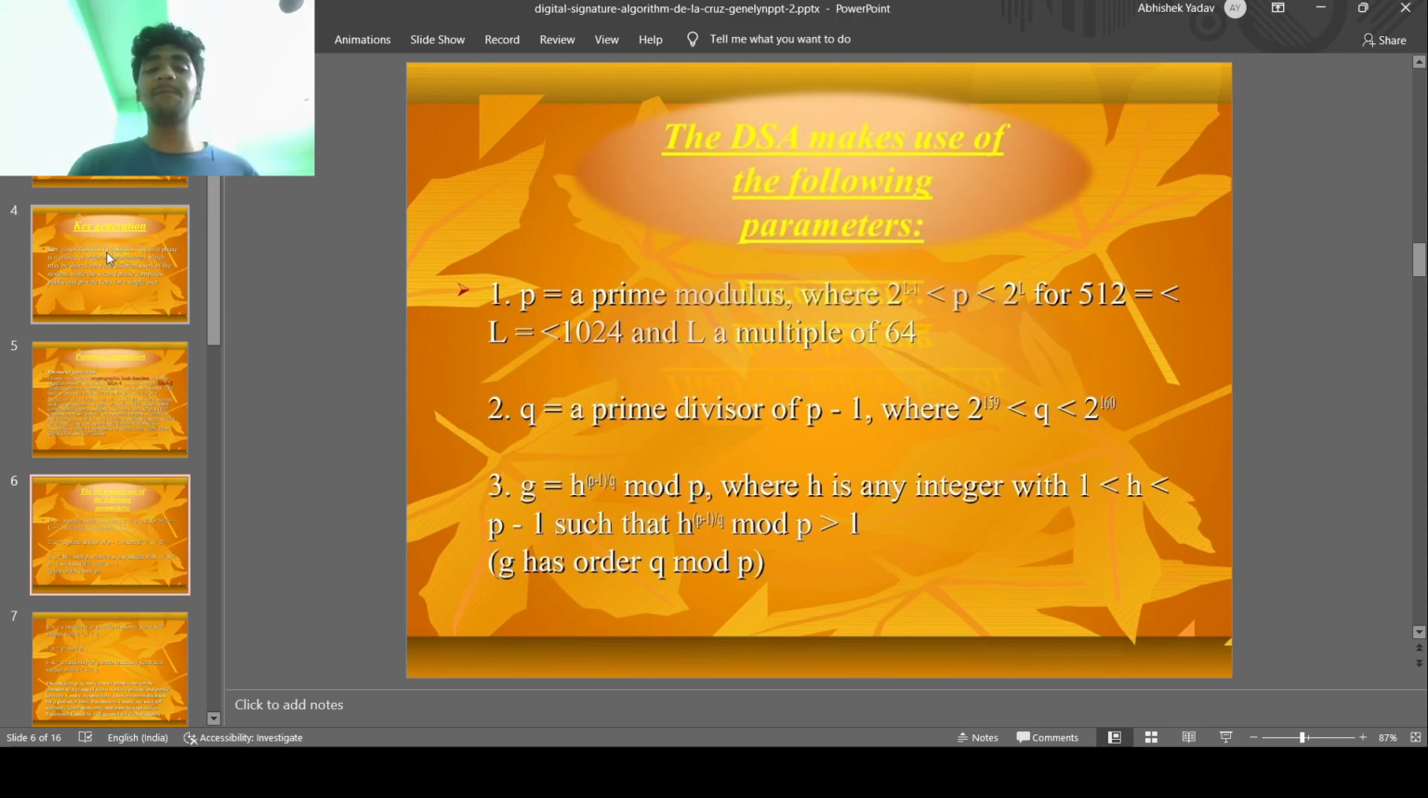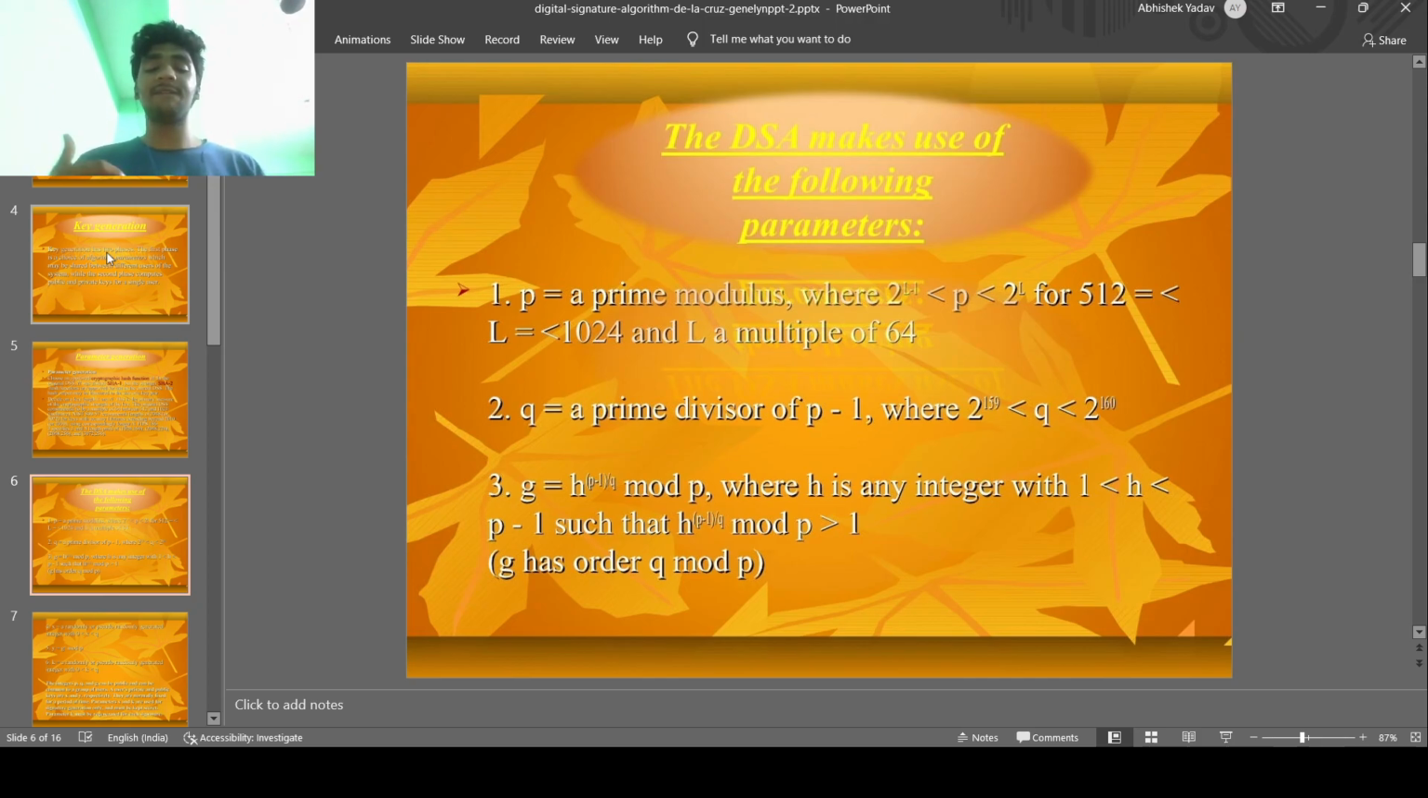First we have P, a prime modulus, where P is greater than 2^(L-1) and less than 2^L, for L greater than or equal to 512 and less than or equal to 1024, and L is a multiple of 64, like we saw in the previous slide. Then we choose Q, which is a prime divisor of P-1, where Q is greater than 2^159 and less than 2^160.